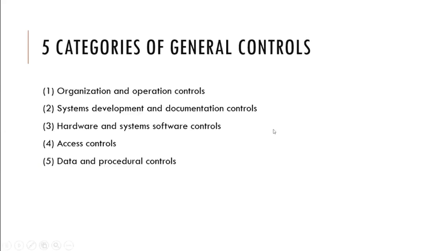But what I want you to familiarize, if dili makayo memorize, at least familiarize, are the following. Kaning 5 categories of general controls. So, sa ato ang mind, if we speak of general controls, dapat klaro nga, when we say general controls, applicable ni siya sa tanan computers nga ni comprise sa ato ang computerized information system. So we have 5. Organization and operation controls, system development and documentation controls, hardware and system software controls, access controls, and data and procedural controls. So let's look at these controls one by one.